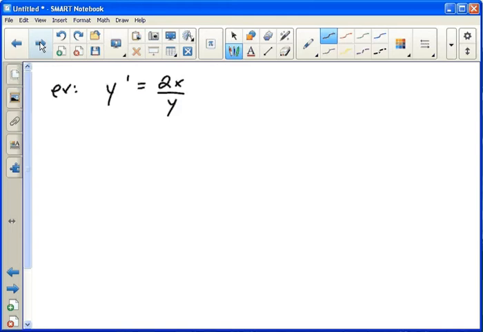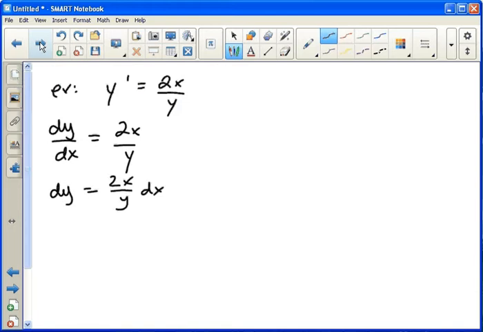First step, Leibniz. Change y prime to dy over dx. Second step, separate. Multiply the dx over and multiply the y over. Leibniz, separate. Now we integrate.